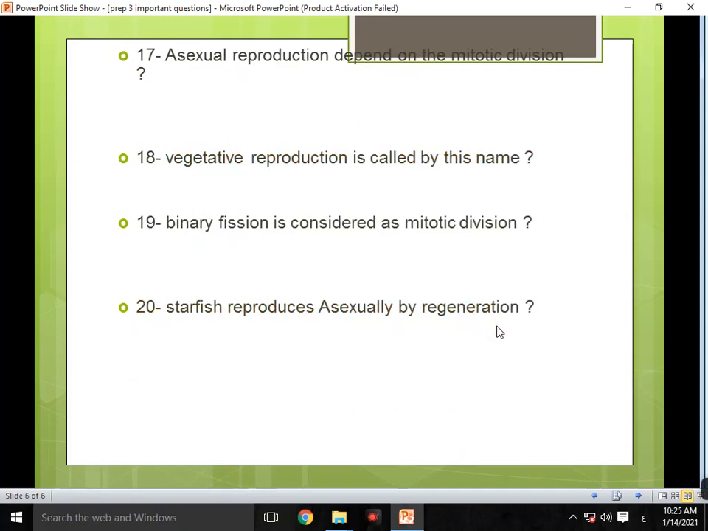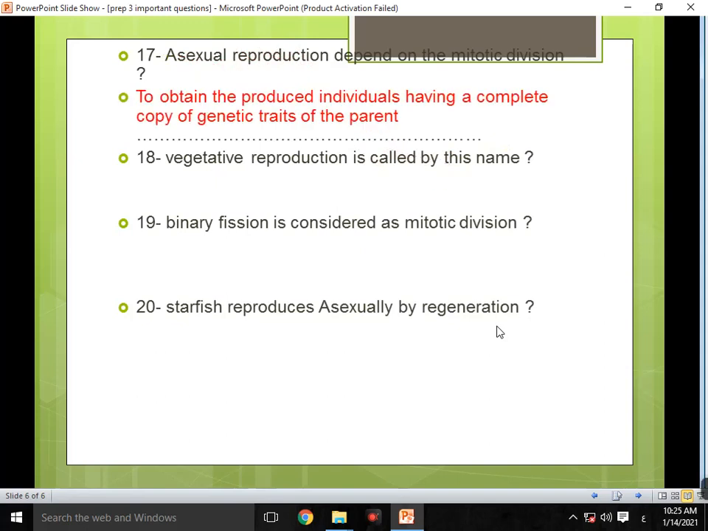17. Asexual reproduction depends on the mitotic division. You have learned that we have two types of cell division. We have mitotic and meiotic. In case of mitotic, which occurs in the somatic cell, the result is individuals having a complete copy of genetic traits of the parents. So, asexual reproduction depends on the mitotic division to obtain the produced individuals having a complete copy of genetic traits of the parents.